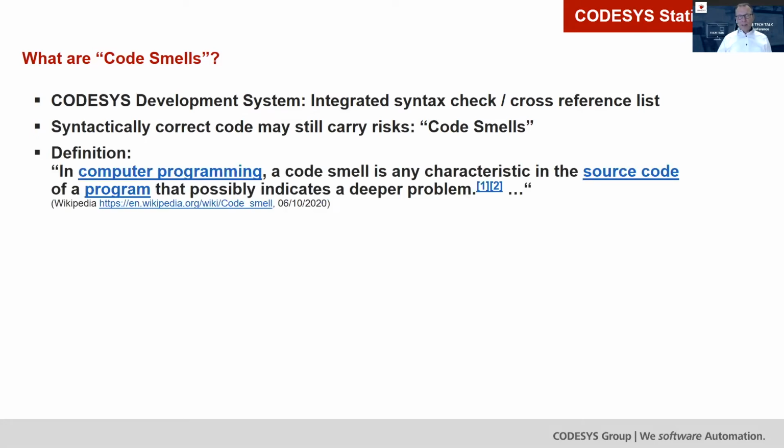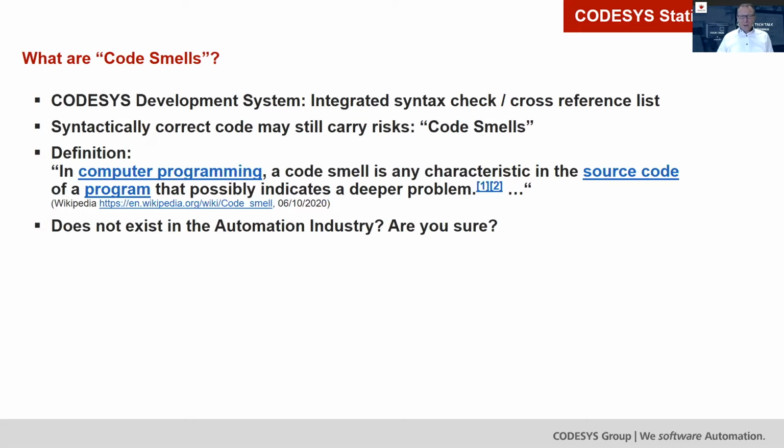Now, I found a definition on Wikipedia. In computer programming, a code smell is any characteristic in the source code of a program that possibly indicates a deeper problem. Okay, a very abstract definition. And maybe you think, does that exist at all in the automation industry? Or does it not exist? Are you sure? I have some examples for you.